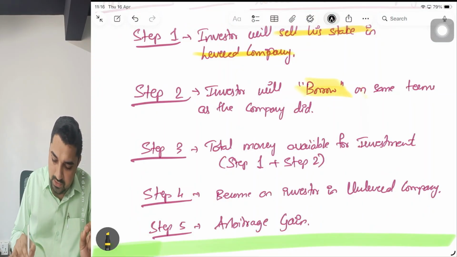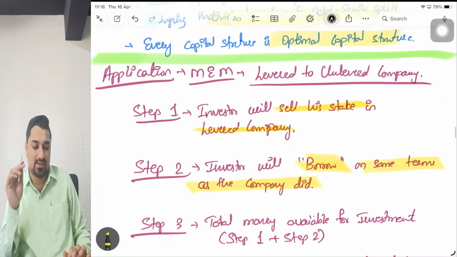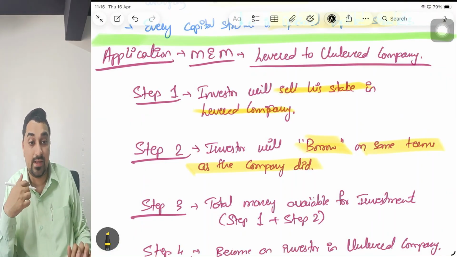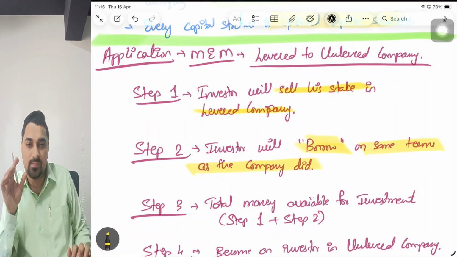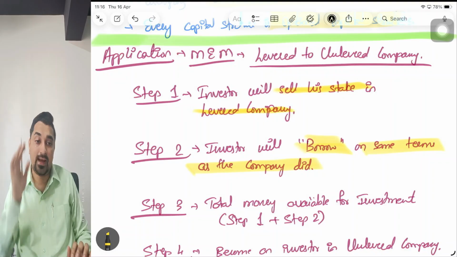The investor will borrow on the same terms as the company did. I'll tell you, understand, we'll take some time here, even though this is a revision class. I was in a levered company. Levered company means the company had debt. Whenever the company had debt and I am an equity shareholder, say I own 10% of the company, then in that total debt, 10% was sitting on my head.